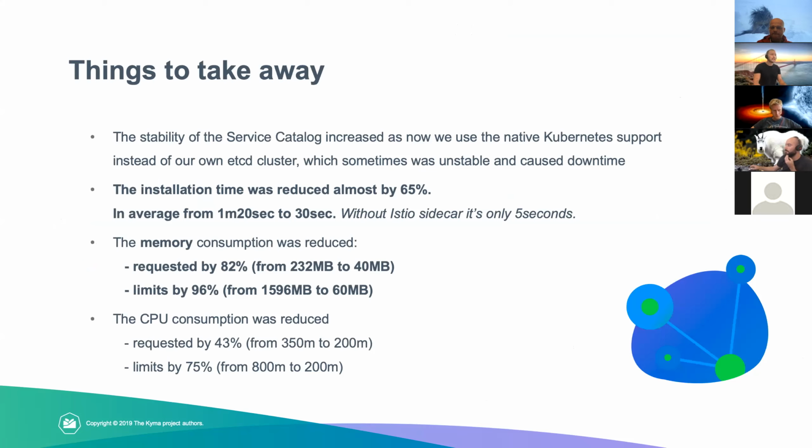Things to take away is that right now the service catalog in Kyma is more stable because we are reusing the native Kubernetes support for extending Kubernetes. The installation time was reduced because we are not installing the etcd cluster, and also we are not deploying the API server. So thanks to that, it's around 30 seconds. Next one is we reduced the memory, of course, because we are not owning the etcd storage anymore. We are only deploying the controller and webhooks.